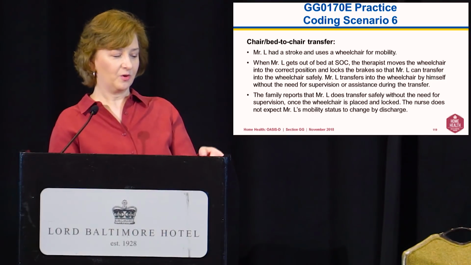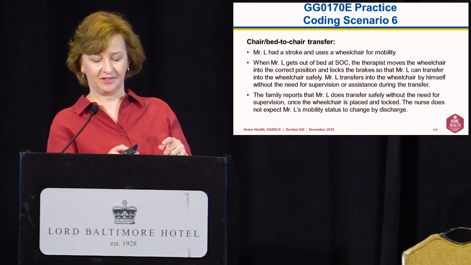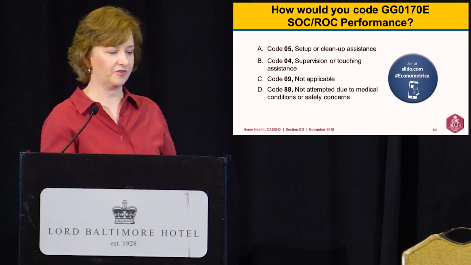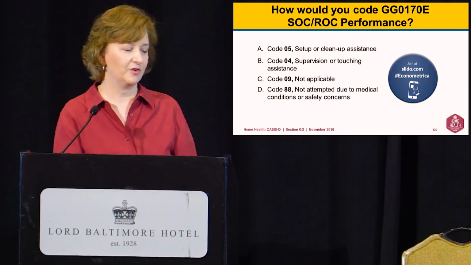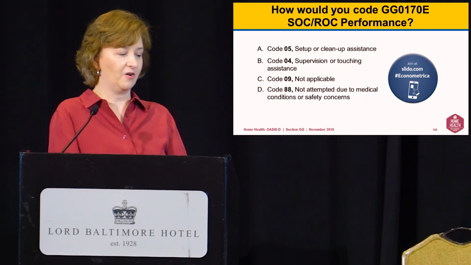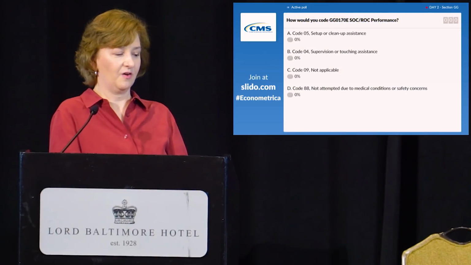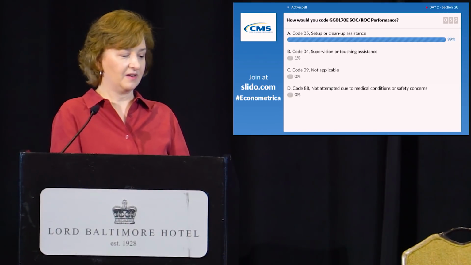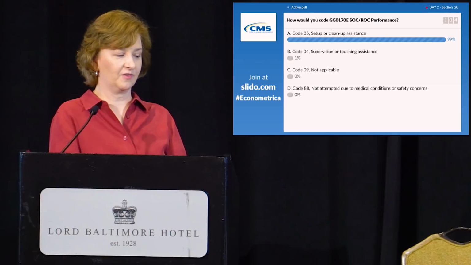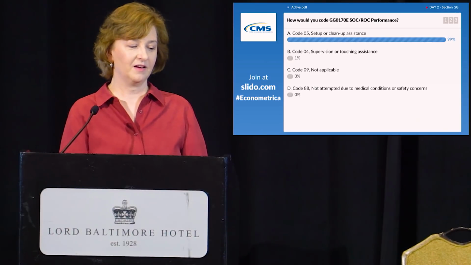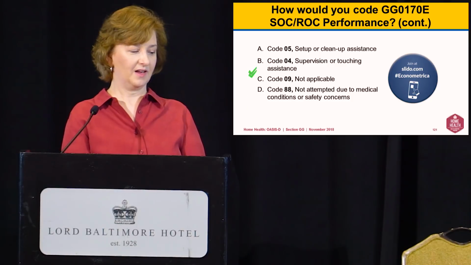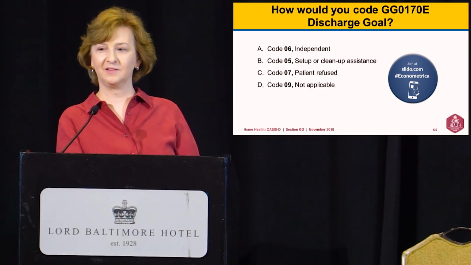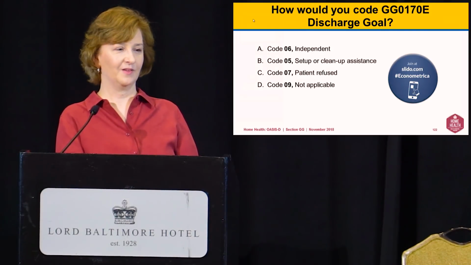All right. And then in terms of goals, it says that it's not expected to change. The nurse does not expect Mr. L's mobility status to change by discharge. So if you can enter your responses into Slido, the options are 05, set up cleanup assistance, 04, supervision or touching assistance, 09, not applicable, 88, not attempted due to medical condition or safety concerns. Looks like we've got about 120 people who've submitted, and most of you are coding 05. I do agree with that. And then in terms of the goal, it said it was going to remain the same. So what do you think?